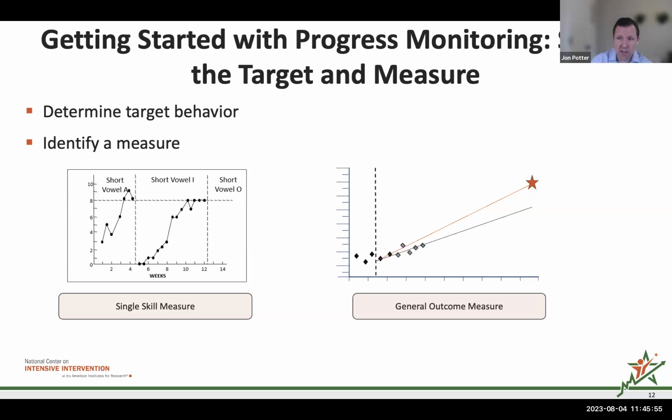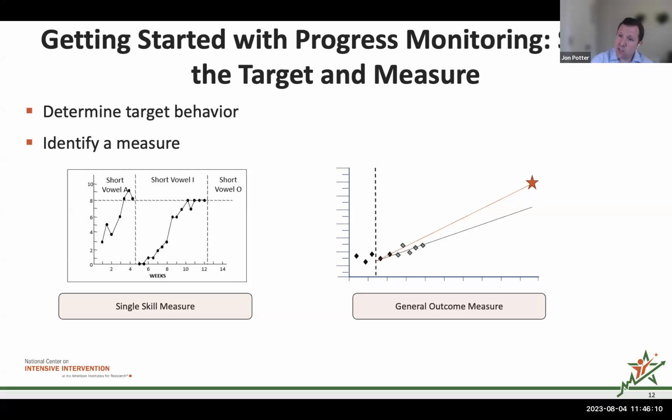So for example, with reading, are we looking at phonemic awareness? Are we looking at phonics? Are we looking at fluency? There's a range of different measures that measure different reading sub-skills, and we want to tap into the most appropriate ones to see growth. And so you can identify a measure. There's a couple different types of measures that we can use for progress monitoring.